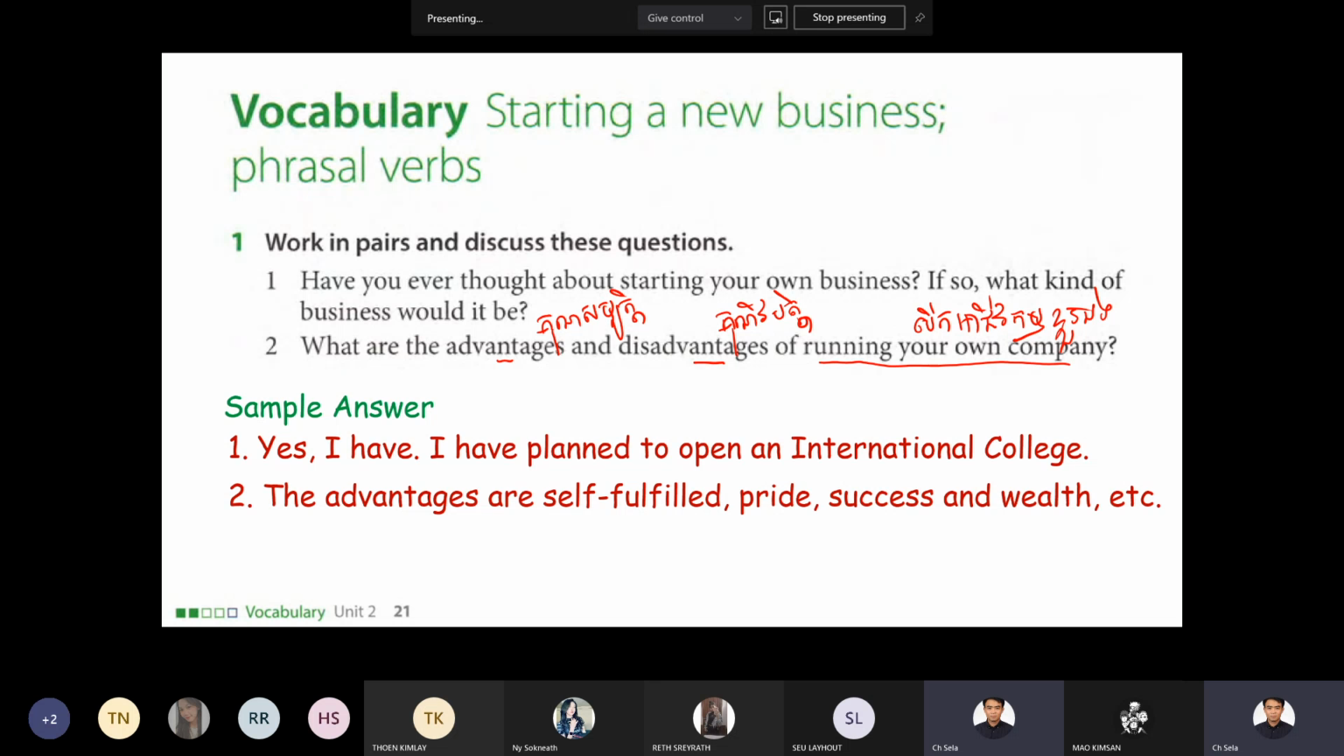Okay, the advantages are self-fulfillment, meaning you can fulfill your dream. You want to do it and you can do it. That would be great. Success, right? You feel you are a successful person, and wealth. Wealth means you have a lot of money if you are successful. A lot of money, or you can translate it like this in Khmer.